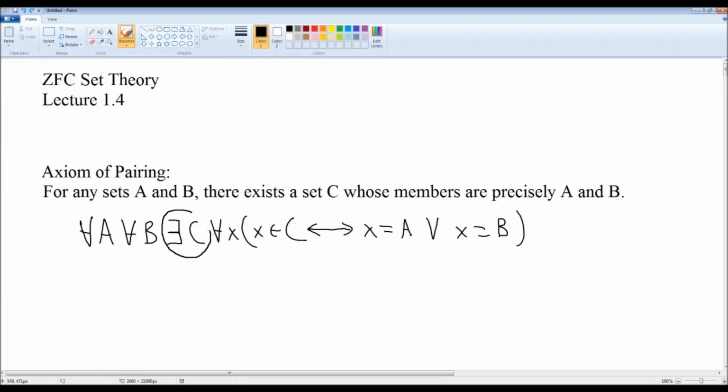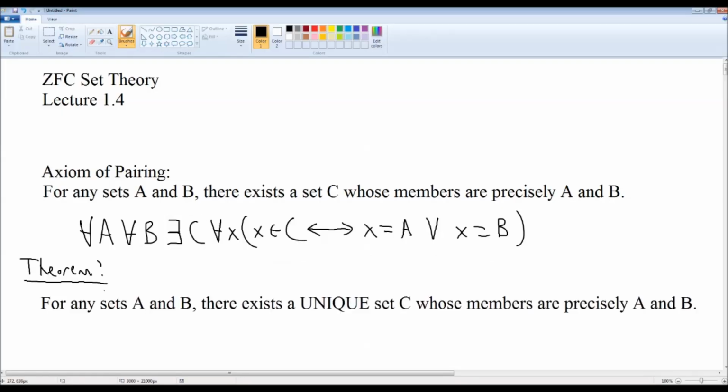Now, here's a question for you. This set C, is it unique? We know there exists some C that contains precisely A and B, but is it the only set C? And the answer is yes. Theorem 1, uniqueness of the pair. For any sets A and B, there exists a unique set C whose members are precisely A and B. In other words, this C here can be made to be unique.